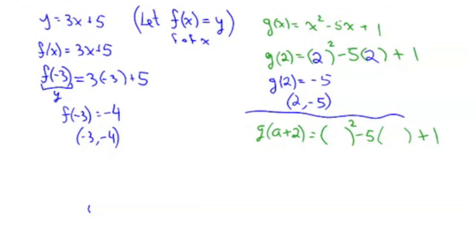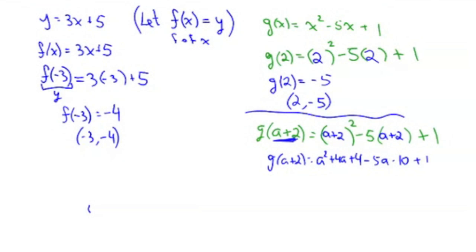What goes into those parentheses? Well, whatever is over here. I don't care what's over here. The same thing gets stamped into both of these. So this is g of a plus 2. So a plus 2 goes here and here. A plus 2 all squared, minus 5a minus 10 plus 1.